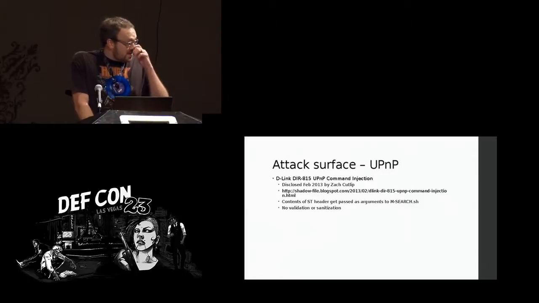Another example of a UPnP vulnerability. This one was discovered by Zach Cutlip, who I'm actually going to mention again later on. This is an example of a command injection vulnerability in a D-Link DIR-815. D-Link has had a terrible couple of years. I don't know if you guys keep up on these kinds of vulns, but they've gotten really, really good at response. They are one of the quickest vendors to respond to vulnerability disclosures now, because they have had a lot of practice.